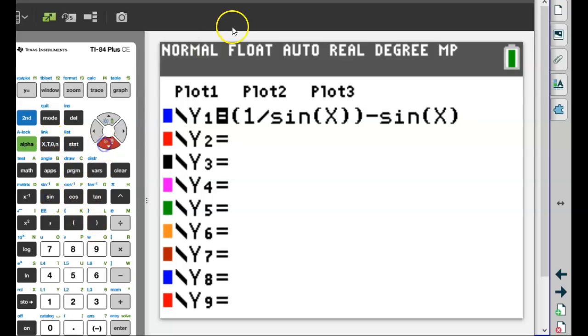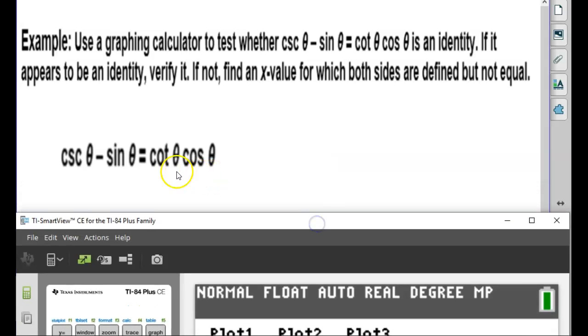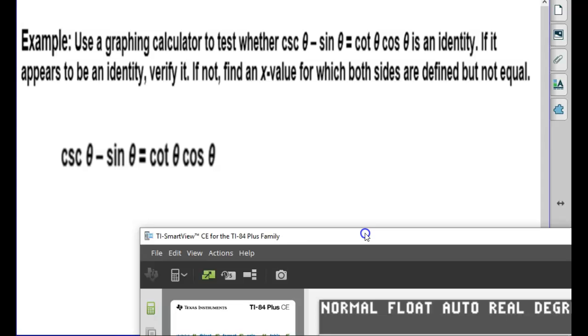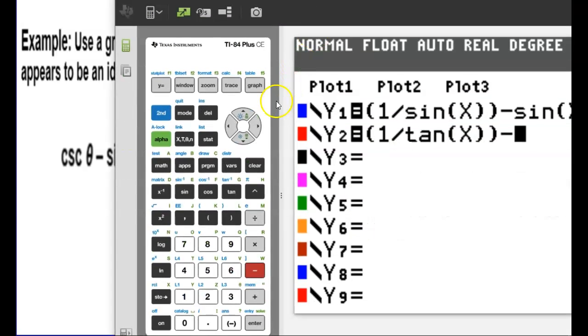Okay. And we're going to go down to the second one. And how do we put in a cotangent? 1 over tangent. So I'm going to put an extra parenthesis just to safeguard us. Not 2 x's, 1 x and a parenthesis. Extra parenthesis, okay. And then it said times cosine, right? Times, not minus, get rid of the minus. Times cosine of x.